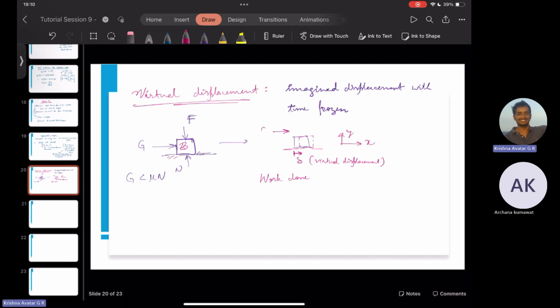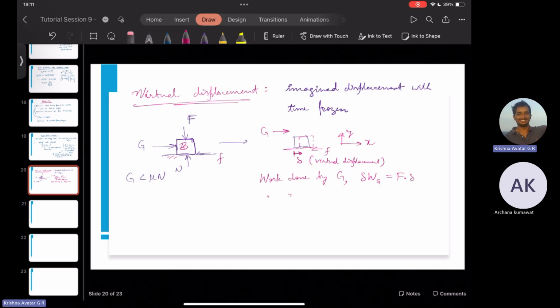So G is acting along the positive x direction, and small f, which is the frictional force, is acting along the negative x-axis, right? And the virtual displacement is also taking place along the positive x direction. So the work done by G: force and displacement are in the same direction. I'll not call it WG because it's not real work, so I'll call it delta WG, which means some imaginary work done. This is equal to G into delta.